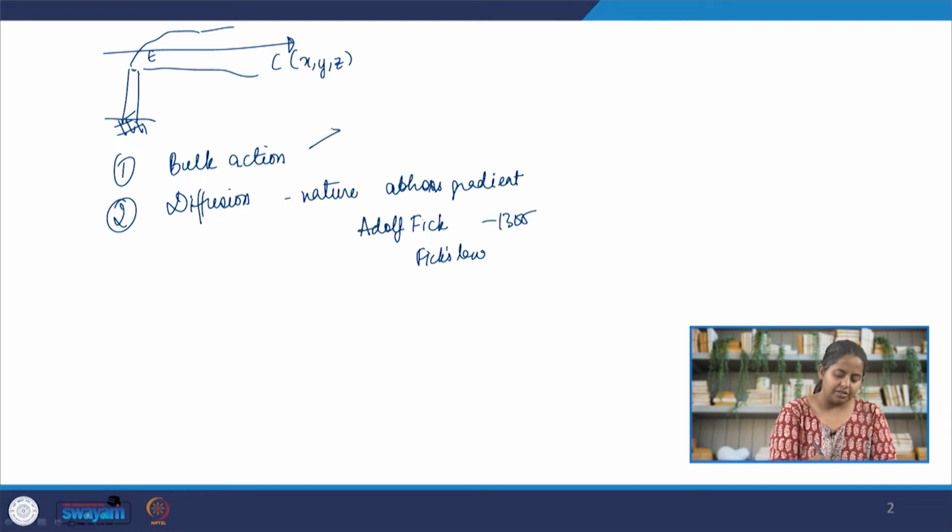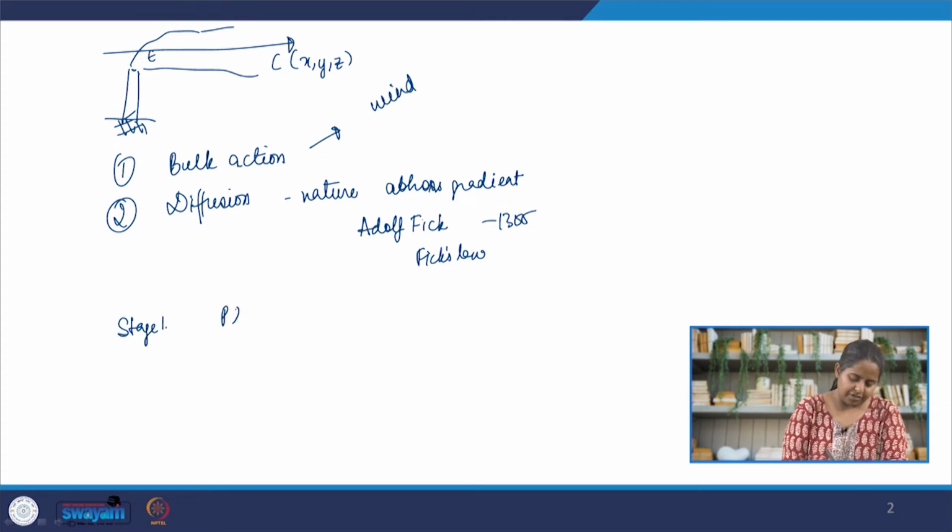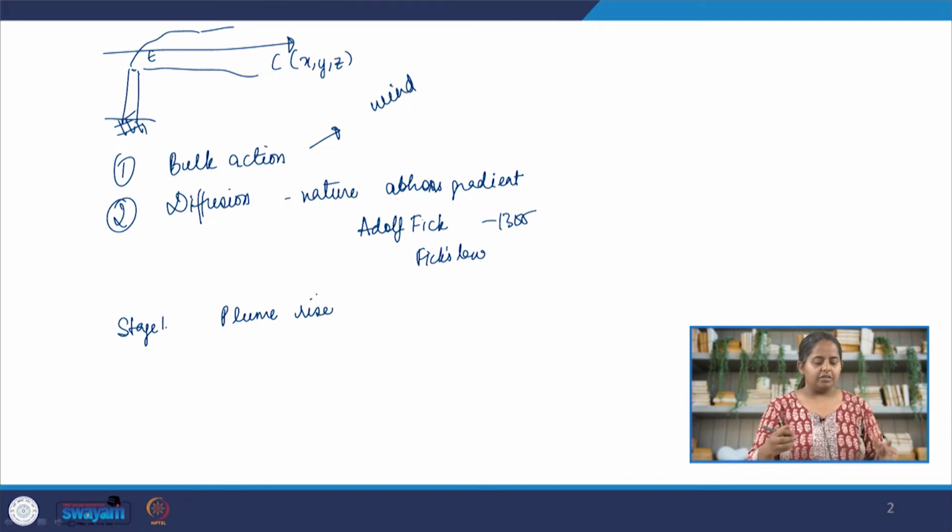So one bulk action is happening because of the wind in this case. There is another bulk action happening, which is known as the stage 1 of transportation of plume, which is plume rise. Now when the smoke comes out of the chimney, it undergoes a certain level of rise, and that vertical rise is known as plume rise, and there are two reasons why it will go through plume rise.